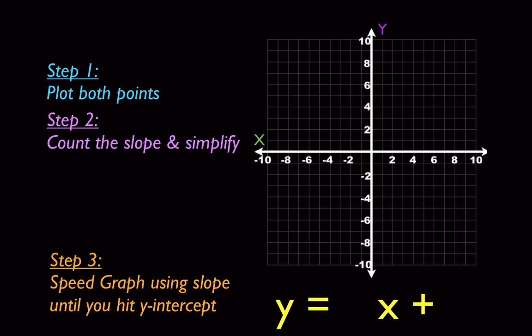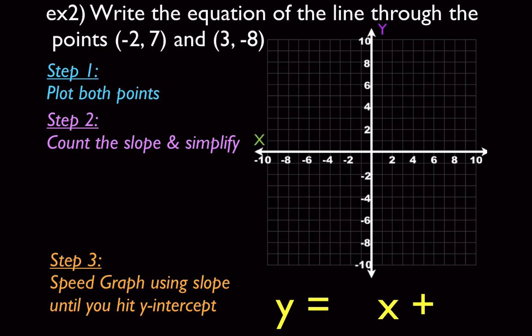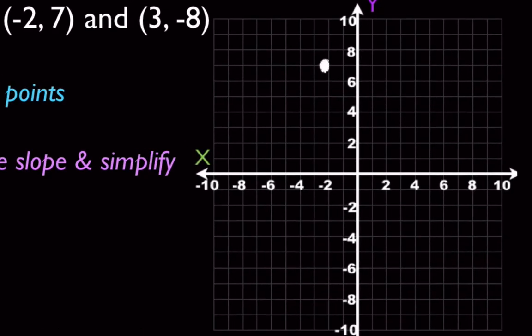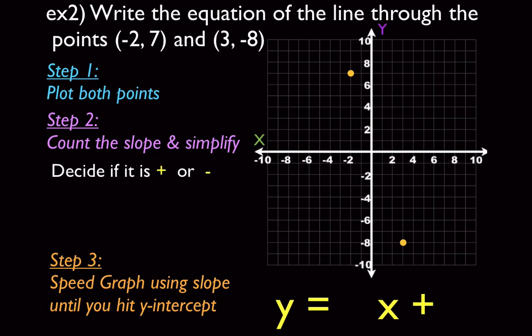Okay, let's look at a second example together. The first step is to plot those 2 points, (-2, 7) and (3, -8). You can see they're very far apart from each other, which means most likely when we get our slope, it's going to have to be simplified, just like we did in class. So first off, decide if that's going to make a negative or a positive line. It is in fact going to make a negative line, which means down in our answer, we're also going to have a negative sign.